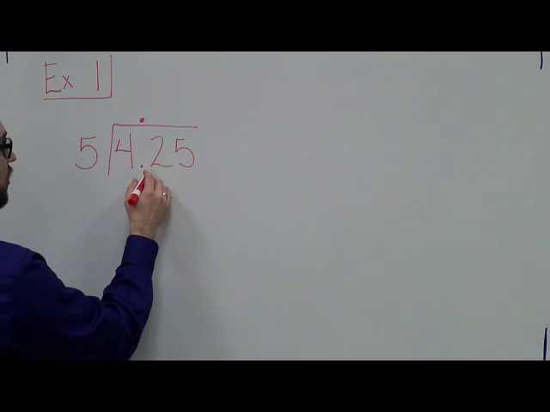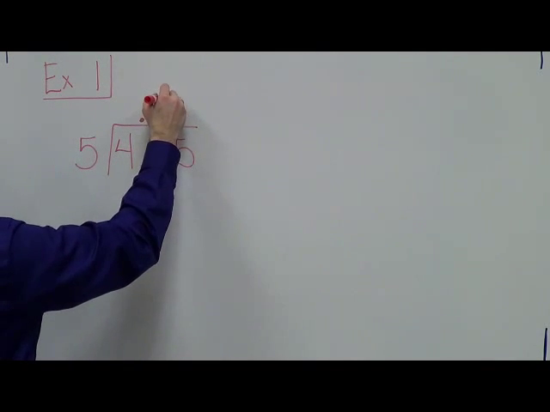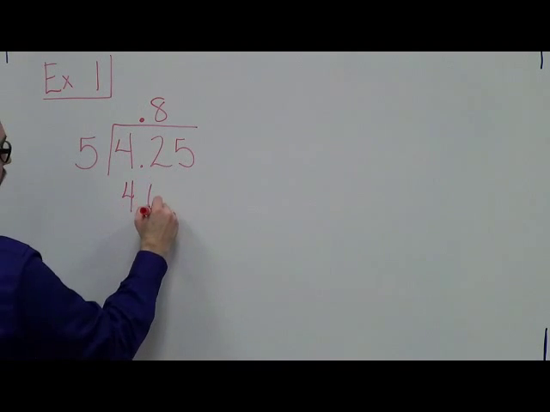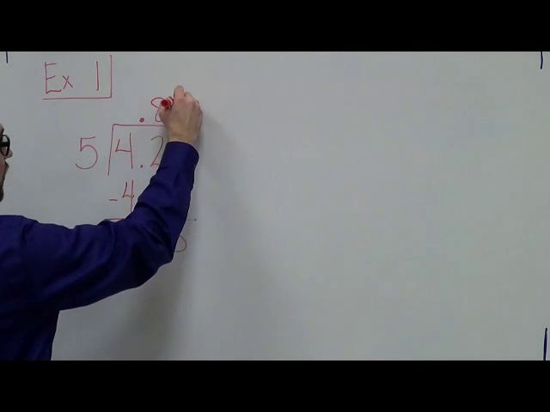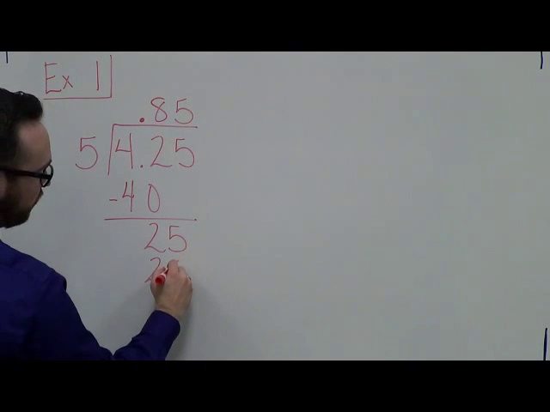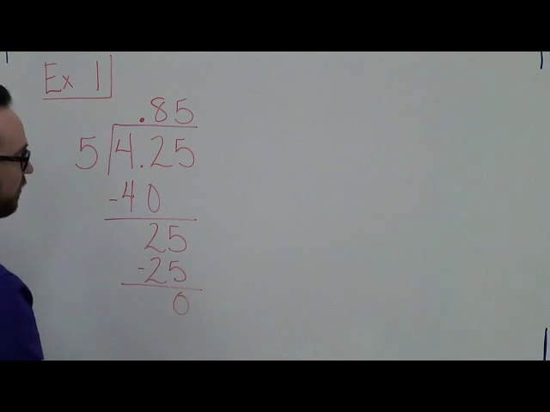So now 5 goes into 42 8 times, which is 40. When I subtract, I get 2, bring down the 5, 5 goes into that 5 times. 25, we subtract and get no remainder. So my answer is 0.85. So it's almost the same as division as we've done it before. It's just a matter of making sure to use the decimal placement accurately.